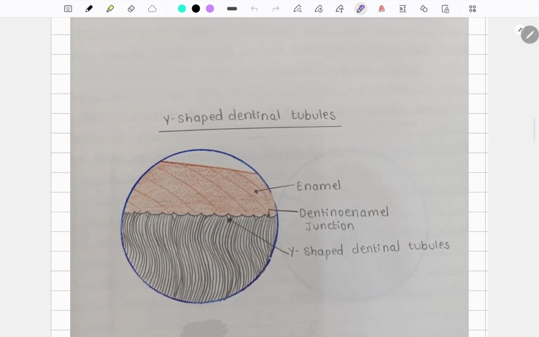Then Y-shaped dentinal tubules. You can identify these by the prominent, many Y-shaped tubules seen over at the top, and these tubules will branch near the dentino-enamel junction only, and not further, not over here. It will branch over here only.